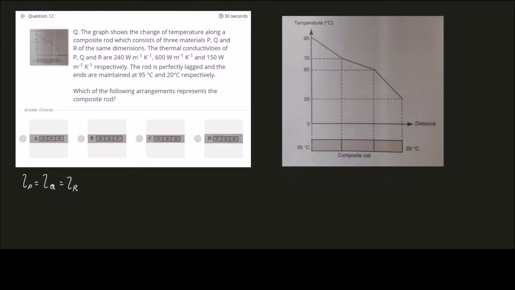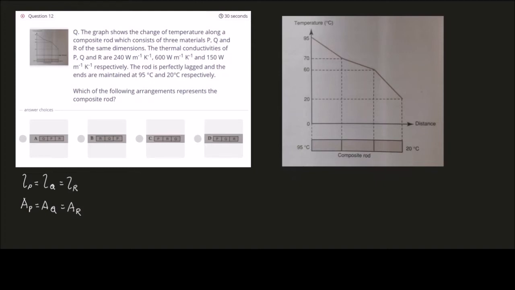Okay, there are three composite rods here. This is the three composite rod and they have the same length and they have the same cross-sectional area. So the A of P will be equal to the A of Q will be equal to the A of R. Cross-sectional area all the same, length all the same.